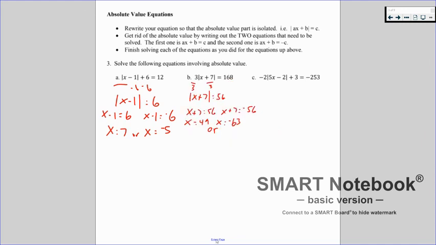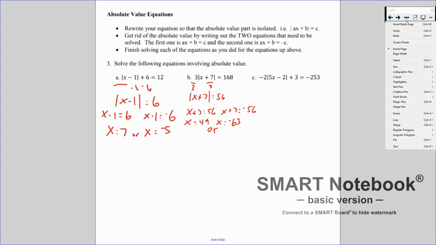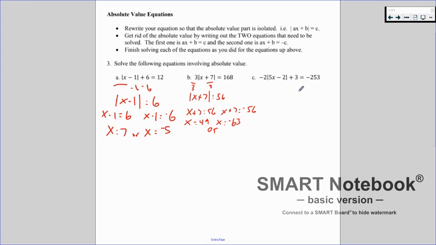So part C, I've got a couple of different things there that are outside of the absolute value. I've got a negative 2, and I've got a plus 3. So we'll just think about trying to get that part by itself. If that were a variable, I would have to subtract 3 first, and then I would be dividing by negative 2. So those are the steps that we're going to do in order to get the absolute value isolated.